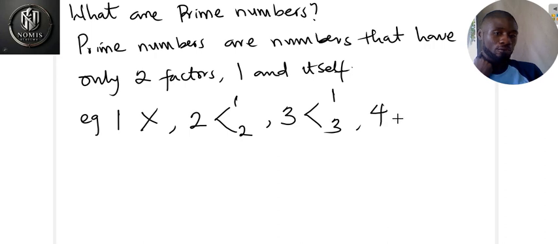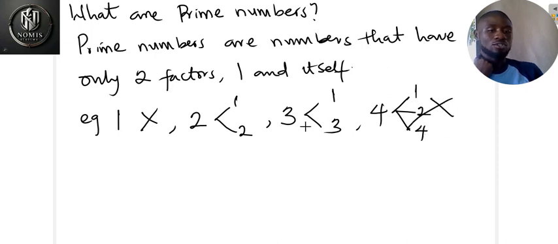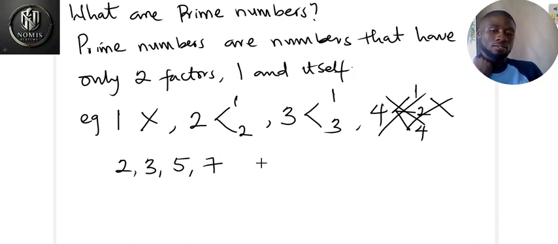What about 4? 4 is not a prime number because 1 can divide it, 2 can divide it, 4 can divide it. Therefore, 4 is not a prime number. So we have 2, 3, 5, 7, 11, 13, 17, 19. All these are prime numbers. Only 1 and itself can divide it without remainder.